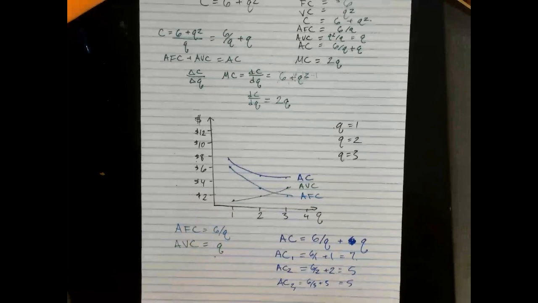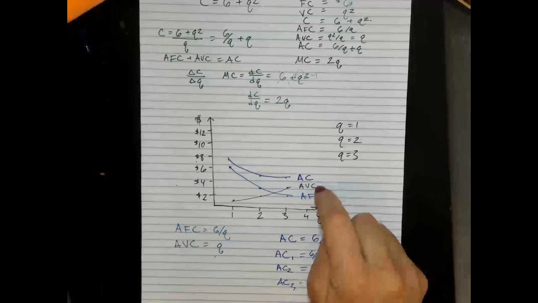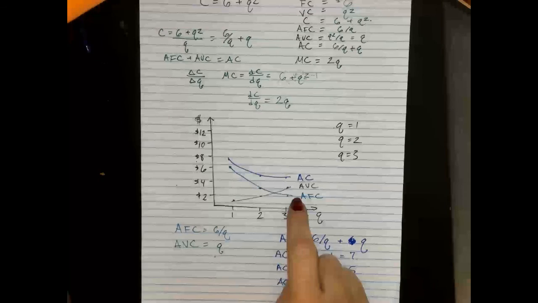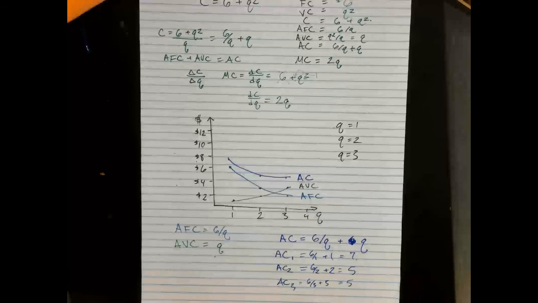And we can see here the average variable cost and average total cost curves have the same general shape, getting closer together as average fixed costs are falling.